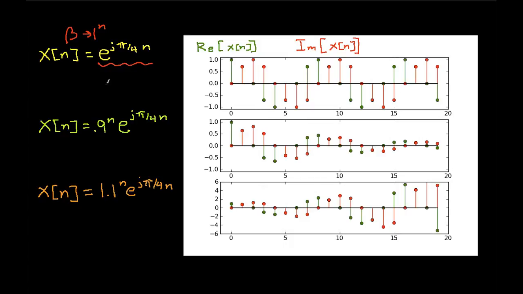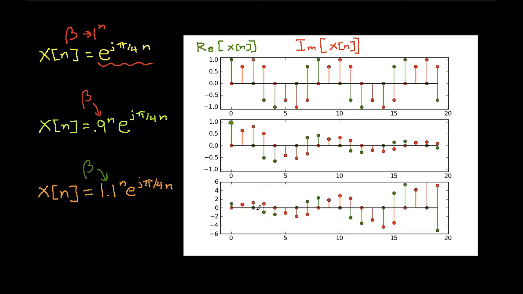If I have the case where beta is 0.9, then the real part starts up here at 1, goes down, and you can see that the amplitude of the real part is getting smaller, and the imaginary part does the same thing. The amplitude starts out big and then gets smaller, because beta is less than 1, and as we raise beta to higher and higher powers, it gets smaller and smaller.